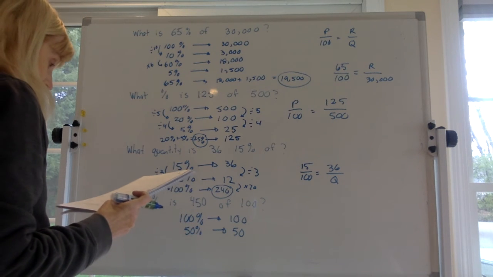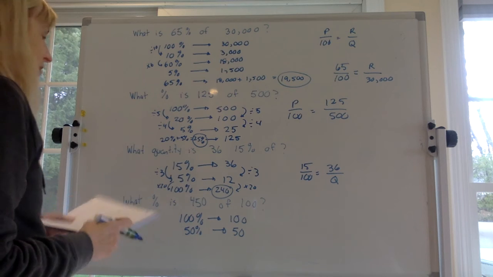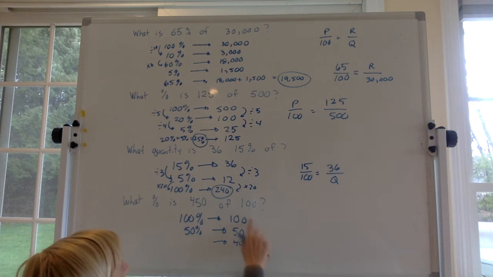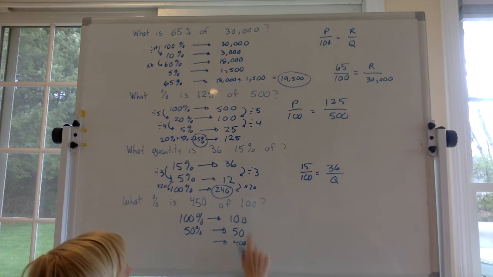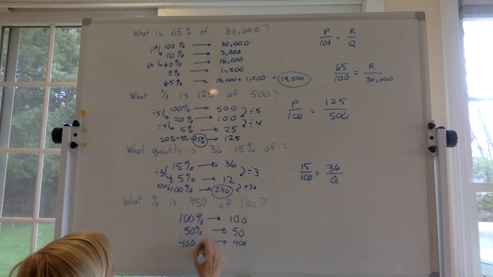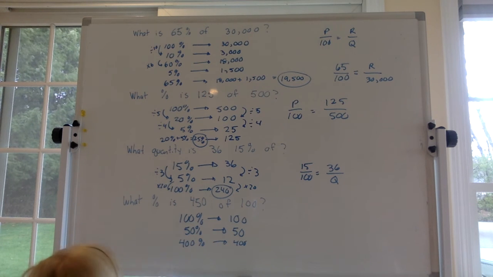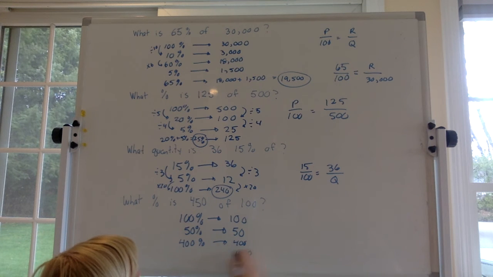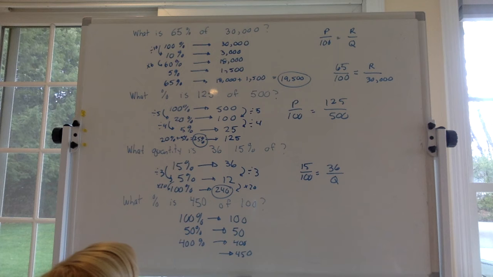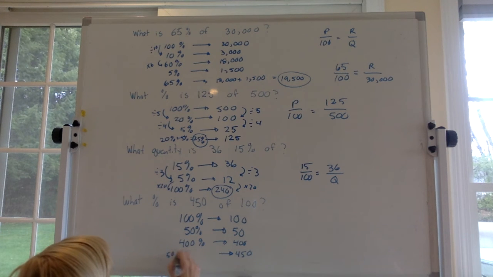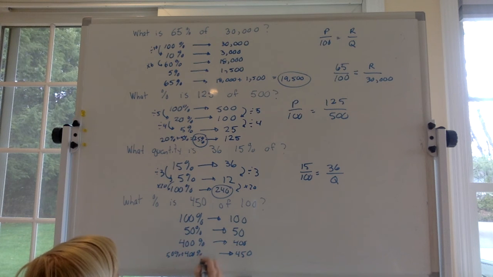Okay, can we get to 400, you guys? We can work off the top. To go from 100 to 400, we multiply by 4. So we multiply 100% by 4, which is 400%. So how do we get to 450? That's our goal, right? Find the percentage of 450. So what do we got to do? We add the 50% plus the 400% equals 450%.